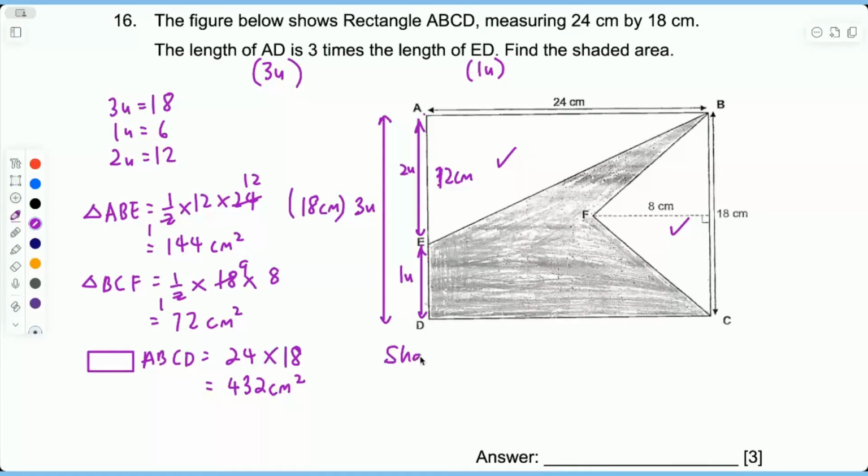The shaded area will be the entire rectangle, which is 432 cm squared, minus these two areas, which are the unshaded triangles. So minus 144 minus 72. That gives us 216 cm squared.